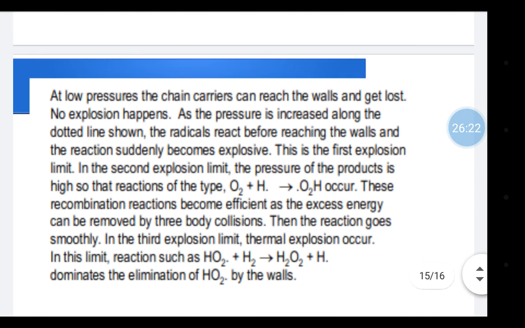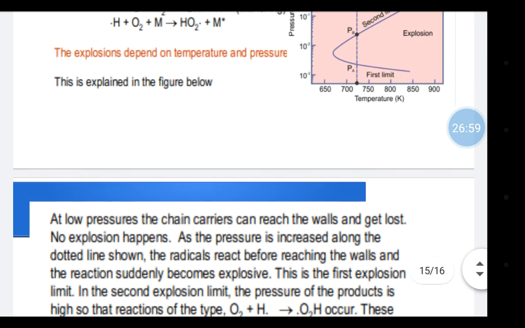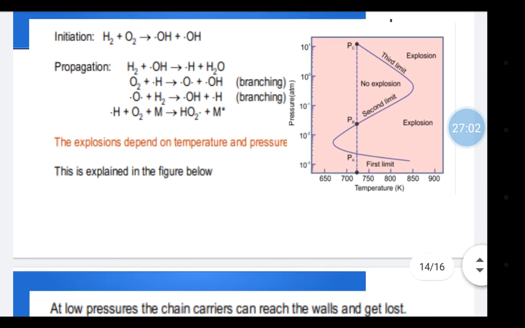At low pressures, the chain carriers can reach the walls and get lost, because it is very difficult for a chain carrier to meet with another chain carrier so that these two can react together. So no explosion will happen at very low pressures. Now, as the pressure is increased along the dotted lines shown in the graph, the radicals react before reaching the walls, and the reaction suddenly becomes explosive.